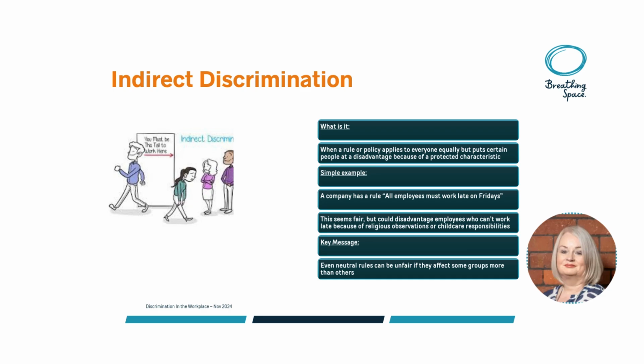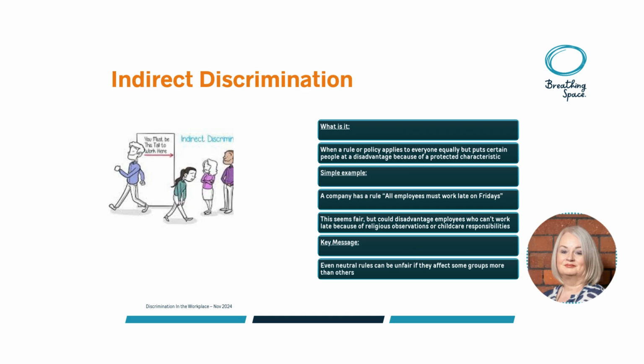So what is indirect discrimination? That's when a rule or policy applies to everyone equally, but puts certain people at a disadvantage because of a protected characteristic. So a simple example of this is a company has a rule that all employees must work late on a Friday. This seems fair, but could disadvantage employees who can't work late because of religious observations or childcare responsibilities. So the key message here is even neutral rules can be unfair if they affect some groups more than others.